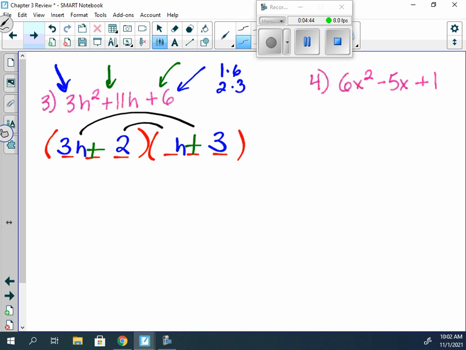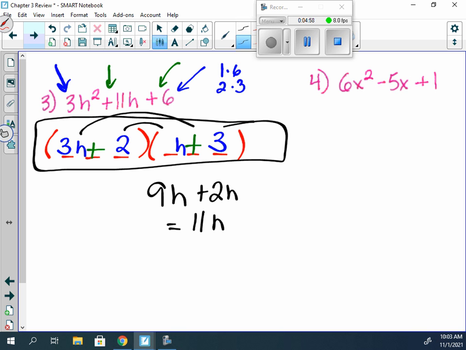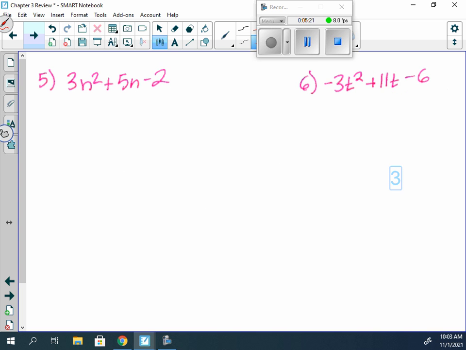3h times 3 is 9h, and 2 times h is plus 2h, which gives us a positive 11h. Is that what we wanted? Now, if it ever gives us a middle term that's not what we're looking for, we can always change it, either changing the numbers in the first spot, so the 3h and h, or the 2 and 3. We can flip it or change it to the other factors. Any other questions on these here? Questions on 5 or 6?